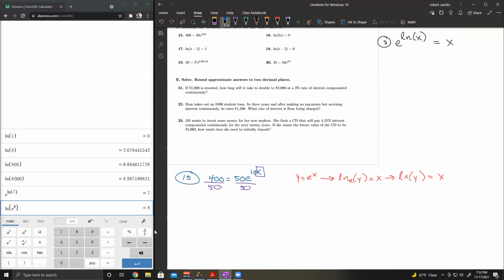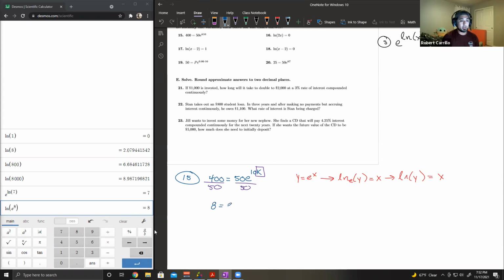So you get 8 equals e to the 10k. Now we are in the perfect form to convert from exponential to logarithm. So when we do this, you're going to have the natural log base e of that outside number, 8, set equal to that exponent of 10k.